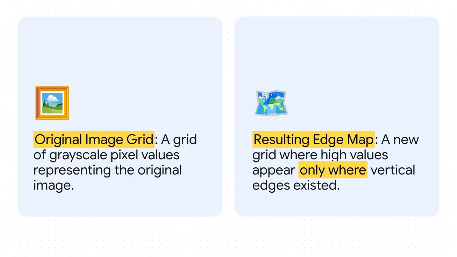And boom, here's the aha moment. On the left, you have the original messy grid of pixels. But after our little kernel scans over it, look what we get on the right. All the other junk is gone, and only the strong vertical edges pop out. We've literally filtered the image down to its basic skeleton.